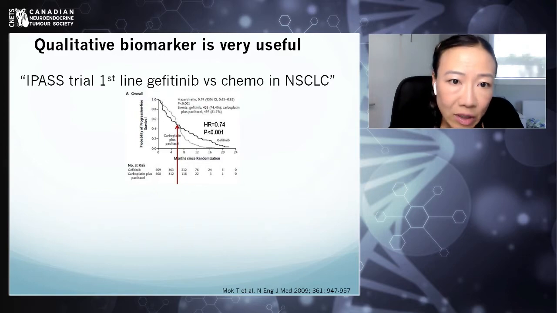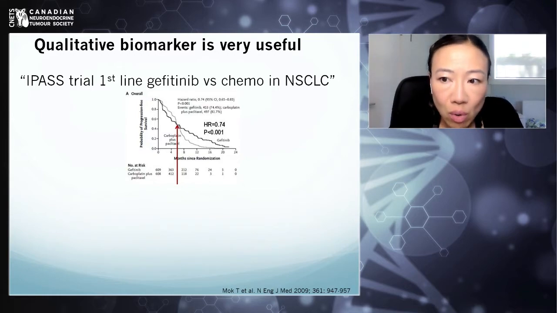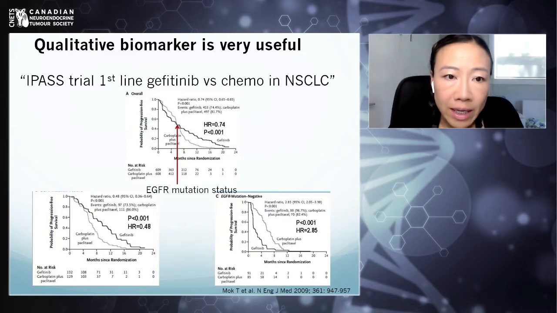Several years later, we discovered that there is actually a biomarker to indicate this treatment. When we reanalyzed the data, we showed that EGFR mutation positive patients are the ones who really benefit from the targeted treatment gefitinib versus the chemotherapy.